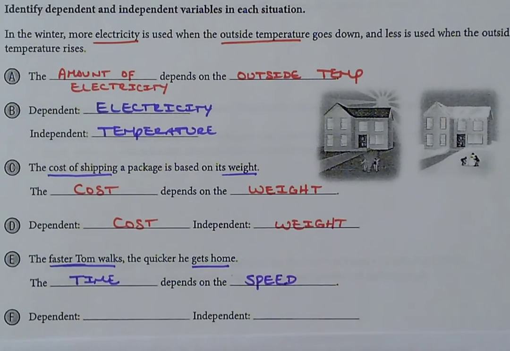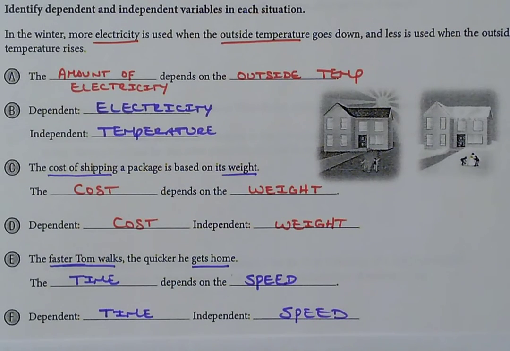Okay, the faster I walk, the faster I get home. The slower I walk, the slower I get home. Getting home, or the time in which it takes me to get home, depends on how fast I walk. So time is my dependent, and speed is my independent. The speed in which I walk doesn't depend on the time I get home.